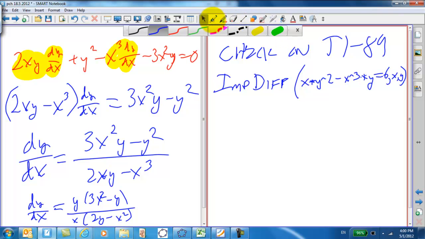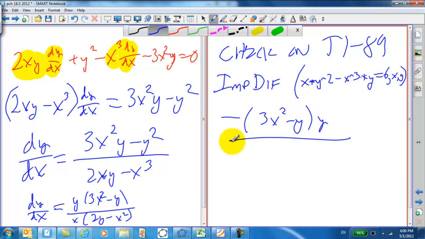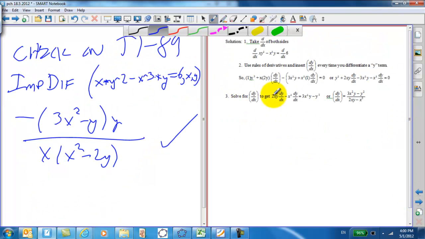Okay, Imp-Diff only has one f in it. There you go. And this is what Imp-Diff tells me: negative 3x squared minus y times y over x times x squared minus 2y. Well, you see you've got the bottom switched there. That negative comes up on the top there. And so they do agree. Check. Now what you have written out in your book here is actually, Mr. Bergen did this a long time ago. It's the same thing I did, just typed up.